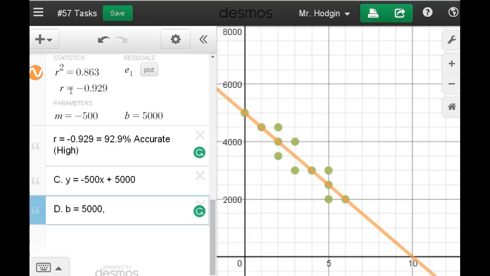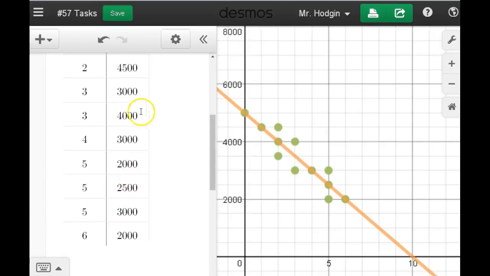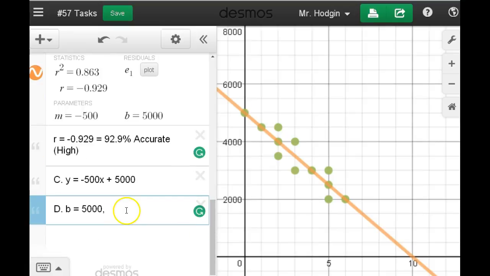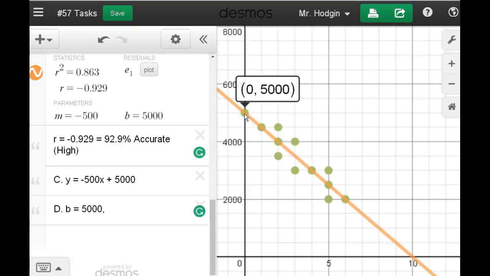Right? And what does the y-intercept mean in context of the problem? So what does this y-intercept mean? 5,000 what? So what do these numbers stand for? Remember, if you look at your table there, that's dollars. So what does it mean for 0, 5,000 right there? The 0 stands for how old it is. So if it's 0 years old, that means it's brand new.